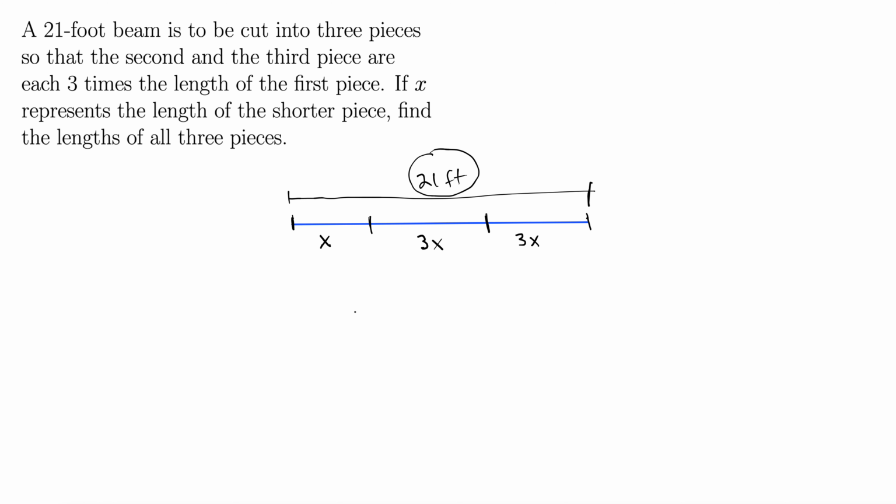21 feet. So that actually gives us an equation, because if we add all 3 of these together, we know it has to equal 21. So let's do that. x plus 3x plus 3x equals 21. And voila, now we have a nice equation that we can solve. We have translated the words into mathematics.